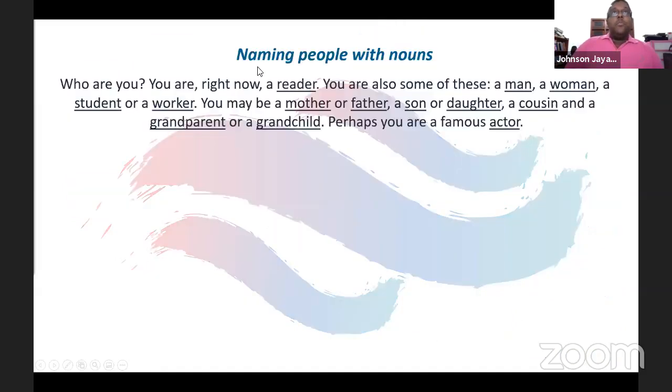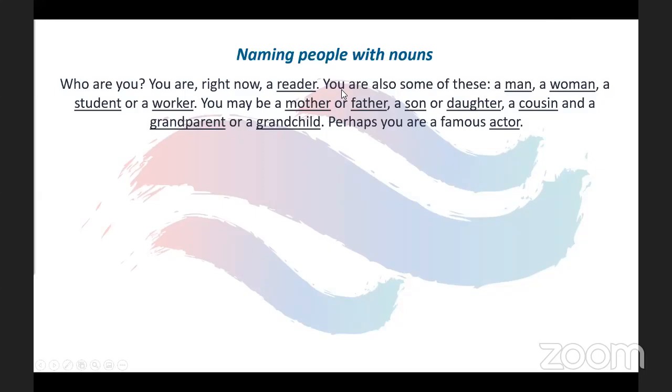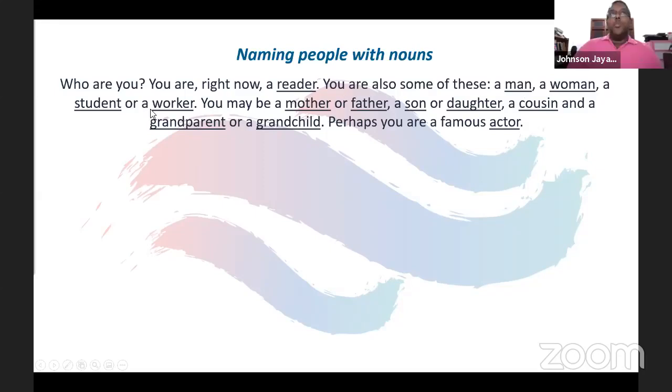Right. So when it comes to nouns, naming people with nouns, we are going to give people names. Here you have a paragraph. So who are you? You are right now a reader. You're reading this. You are also some of these: a man, a woman, a student, or a worker. You may be a mother or father, a son or daughter, a cousin, a grandparent, parent, or a grandchild. Perhaps you are a famous actor. As you can see, all these nouns are underlined. When you see a paragraph like this, you should be able to identify what are nouns. In this case, what are the names given to people.